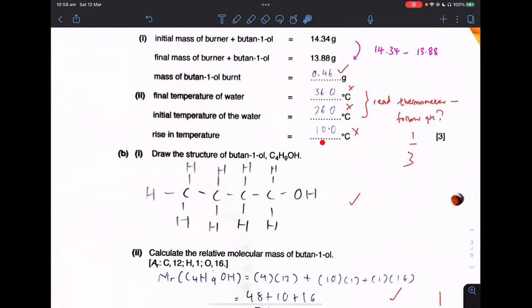The rise in temperature, at least this one should have ECF. So you have gotten 1 mark for each of these and 1 mark for both of these. By right, Ang should have gotten 0 here. But anyway, he's got ECF based on the 1 decimal place. The rise in temperature also has to be 1 decimal place there.